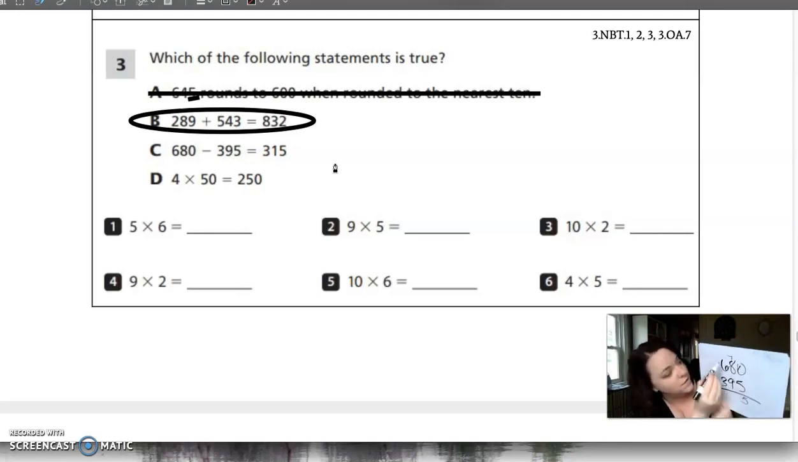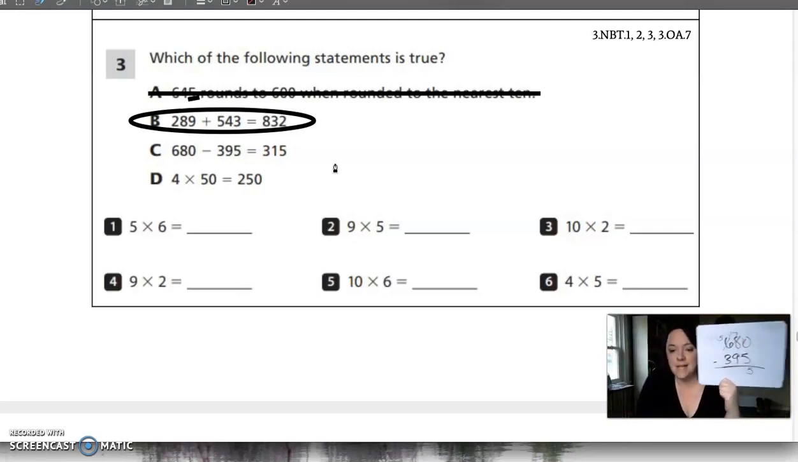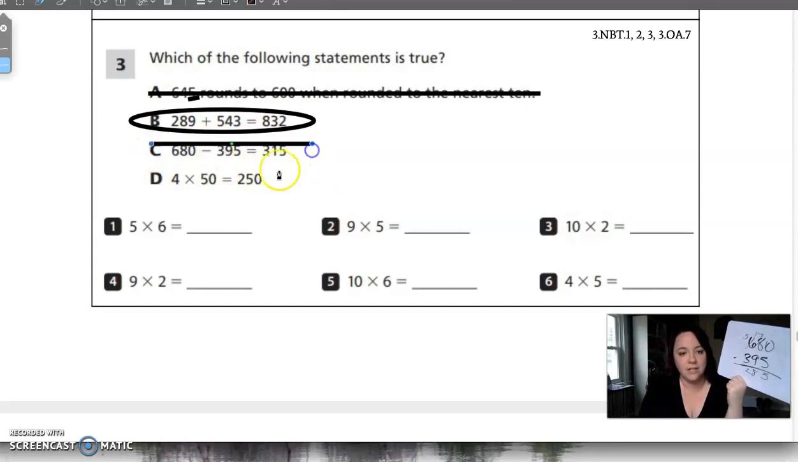7 minus 9, can't do it. We have to go next door and borrow 10 more. 6 becomes 5. 7 becomes 17. 17 minus 9 is what? If you said 8, you are right. And 5 minus 3 is 2. 285. So we know that one is not correct.